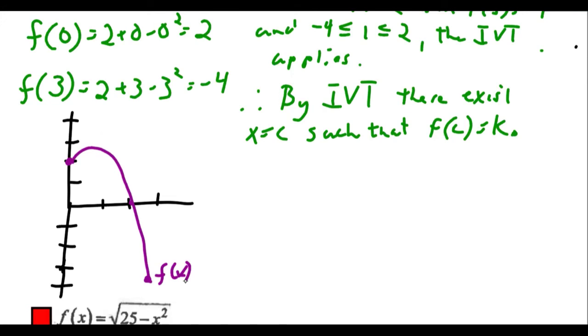Then it said graph y equals k. What was k in this problem? 1. So y equals 1. Oops, I'm a little off. y equals 1. And see, it works. There's some c value. There's my c, such that it is true. Some c value that gives us a corresponding f of c value.